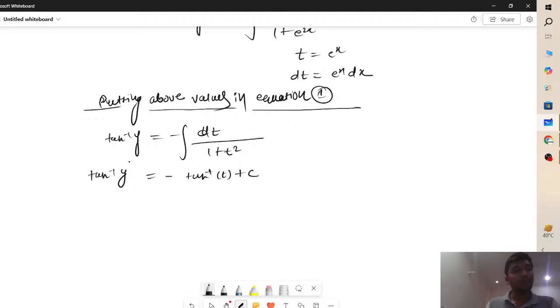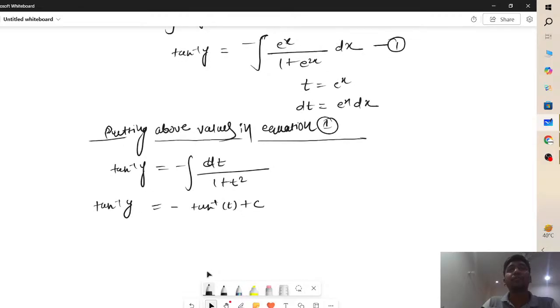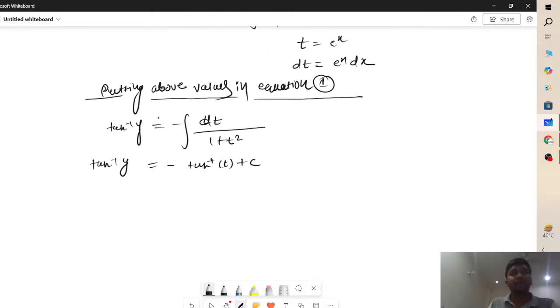And this is our tan inverse y, right? We can do this, right? Now how will we proceed further? Can you tell me? Wait a minute. So can you tell how to proceed? So now what we will do: the value of t that we took, we put in this equation. So what is our t? It is e^x. So this is tan inverse y equals minus tan inverse e^x plus c.